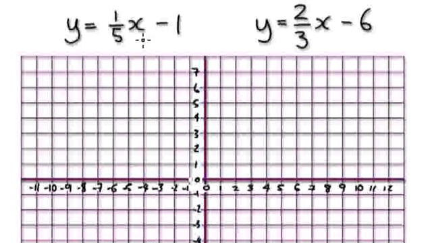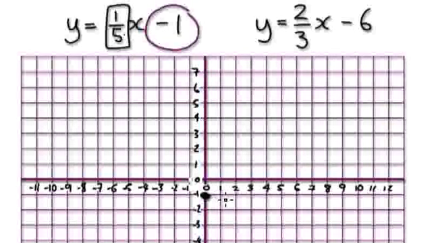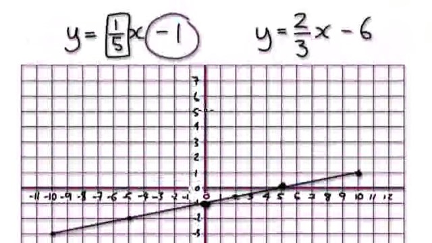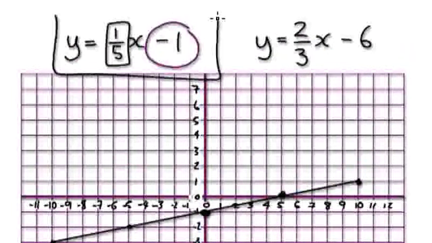So hang on, let's try and draw this line here. Your eyes will zoom into the intercept here. It's at -1. And it has a gradient of 1/5, meaning 5 across and 1 up. Let's extend it the other way: 1 down, 5 across, 1 down, and then 5 across. So draw a straight line. This line here represents our first equation.